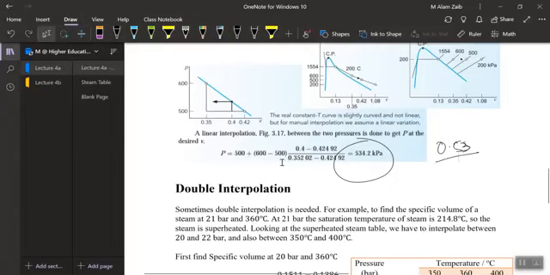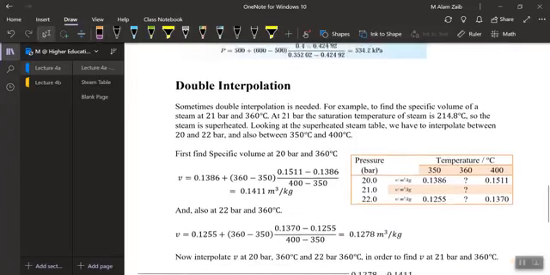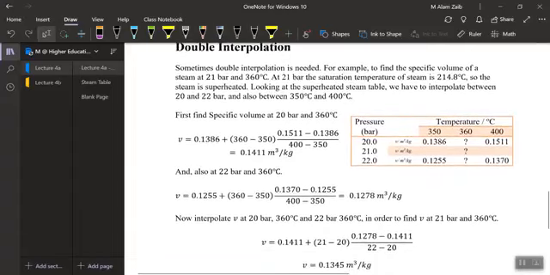Now we have got another problem, and that's what we call double interpolation. Double interpolation is quite a different, difficult concept, but yes, not so difficult anyway. Let's check what double interpolation actually looks like.